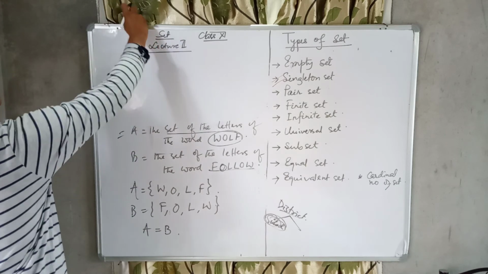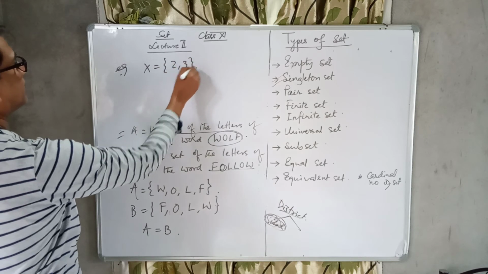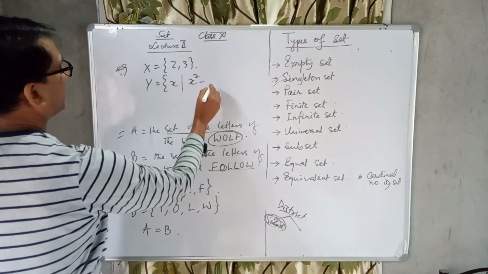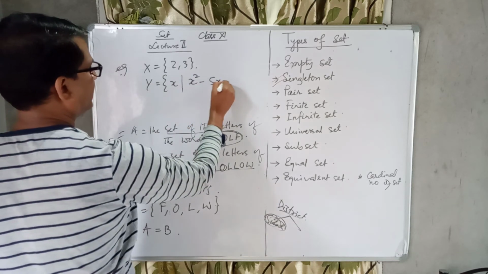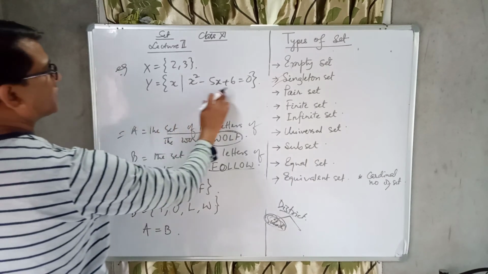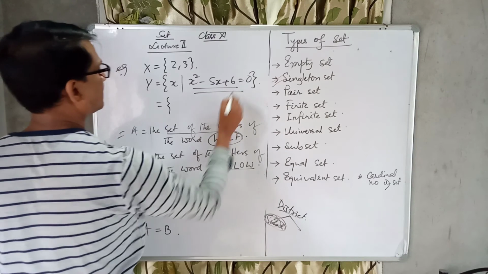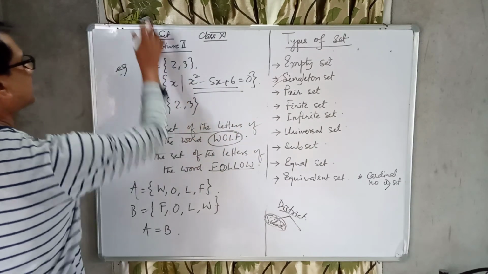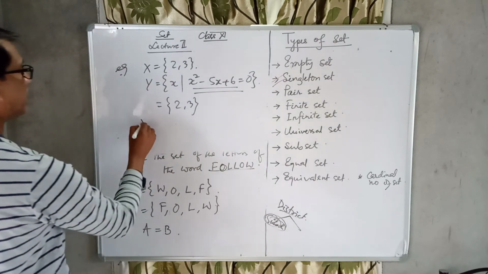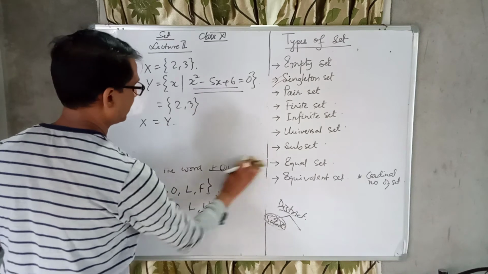Suppose X is equal to {2, 3}, and Y is equal to {x such that x square minus 5x plus 6 is equal to 0}. Then what will be Y? If we solve this, we get 2, 3. So in this case, the elements are the same, so X is equal to Y.